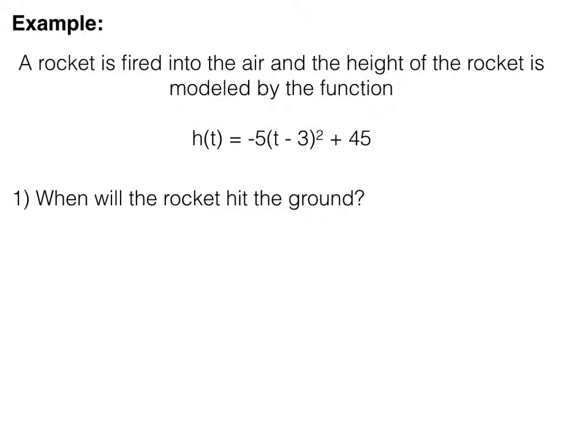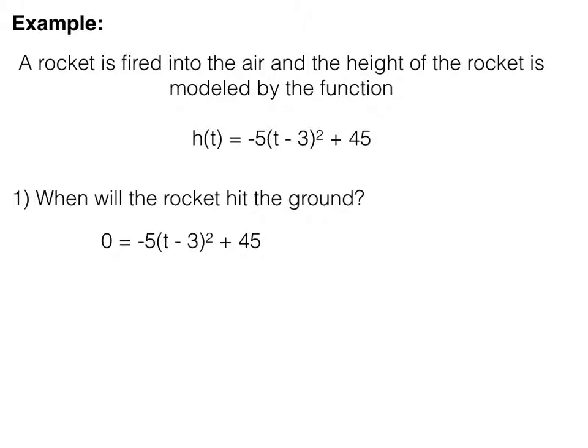Let's say a rocket is fired into the air, and the height of the rocket is modeled by the function h of t equals -5 times (t minus 3) squared plus 45. When will the rocket hit the ground? Well, hitting the ground means when the height is 0. So we'll set the function equal to 0 for the height, and we get 0 equals -5 times (t minus 3) squared plus 45. Now we have to solve for t.